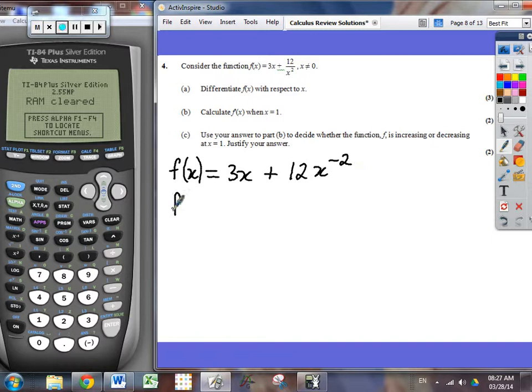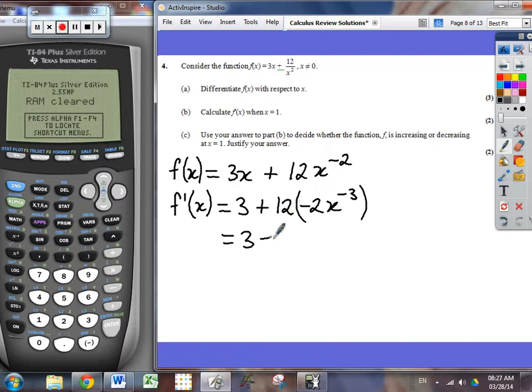On the next step, this is where we begin the differentiation. So there's my f prime notation. The derivative of 3x is 3. And the derivative of the second expression, well, the 12 hangs out in front. The negative 2 exponent moves in front to join the coefficient, and it becomes x to the power of negative 3.